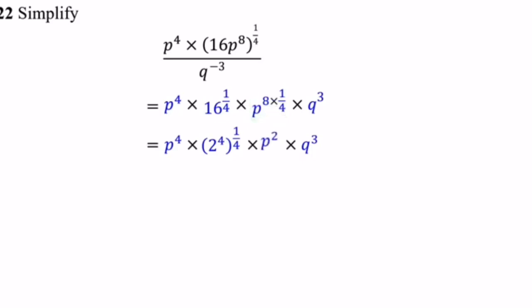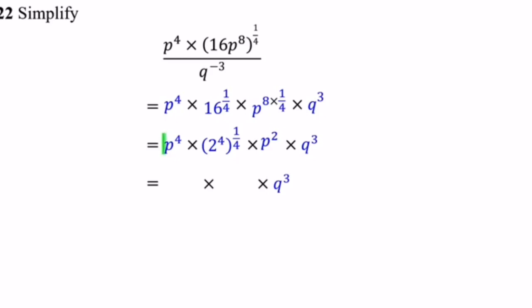Then for the same base, you have to add the powers when it is multiplied. Remember, a power m times a power n is equal to a power m plus n, right? So now we focus on the same base, which is p power 4 and p power 2, which will be added. The rest we just simplify and we will get the answer. So that is the proper step to do the indices.